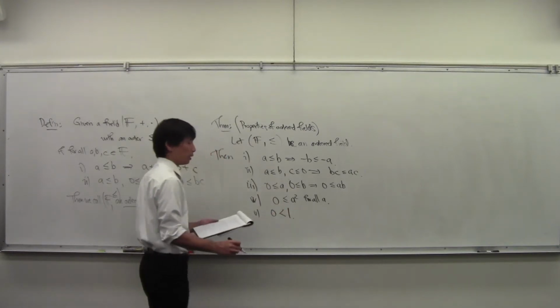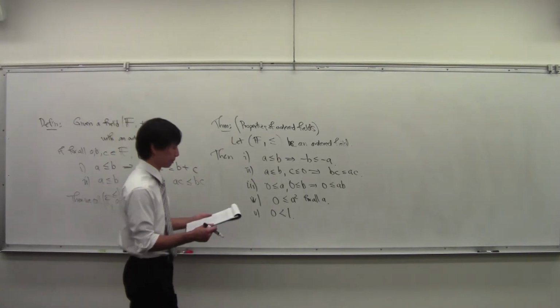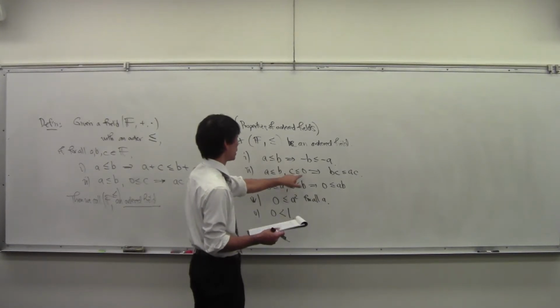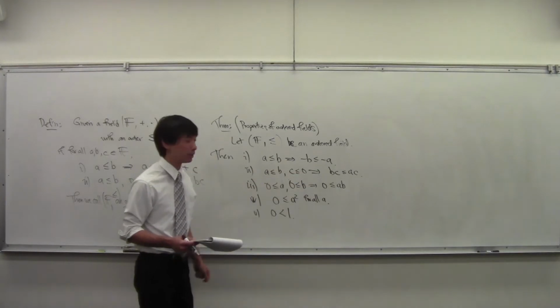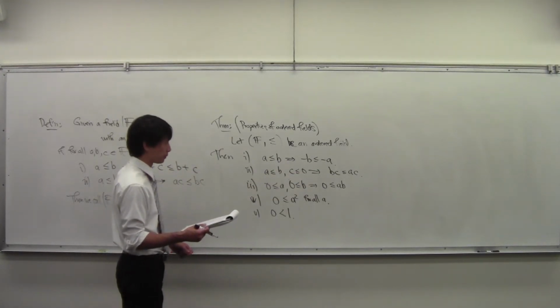Yes? I think for number 2 you flipped; shouldn't AC still be smaller than BC? No, because C is less than or equal to 0. Oh, sorry, I didn't see that one. C is less than or equal to 0.